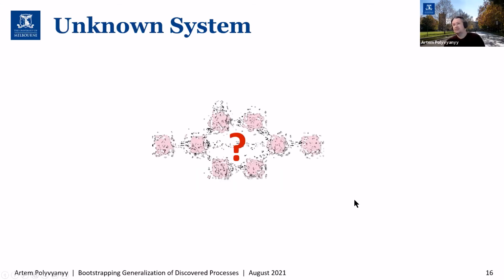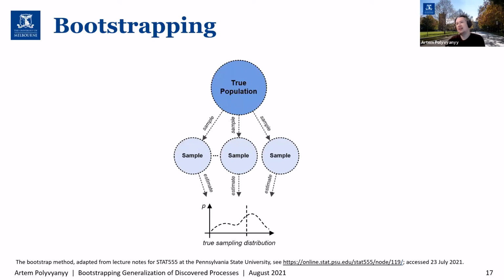So the main problem now is how to deal with the fact that the system is not really known. What we proposed is to look in the area of computational statistics and use the bootstrap method. Let me quickly introduce this method and then demonstrate how we adapt it to the problem of measuring generalization in process mining.